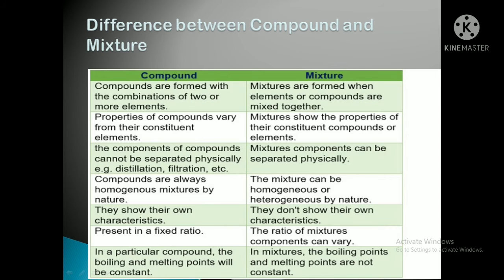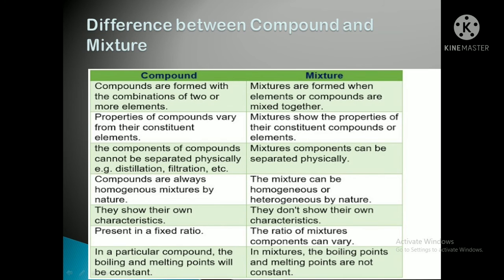Compounds have a fixed ratio of components, and the ratio in mixtures varies. You can't keep a single ratio for all mixtures. Okay, in a particular compound, the boiling and melting points will be constant, and in mixtures, boiling and melting points are not constant. So these are the differences between what? The compound and the mixture.